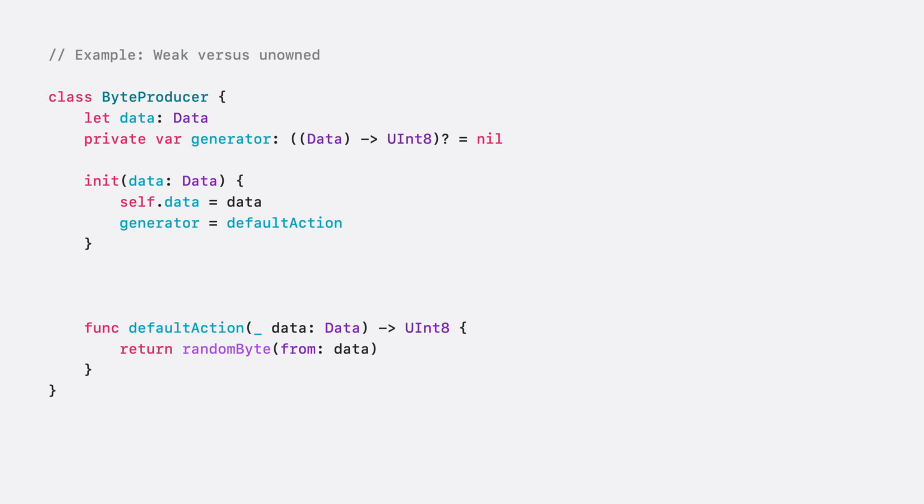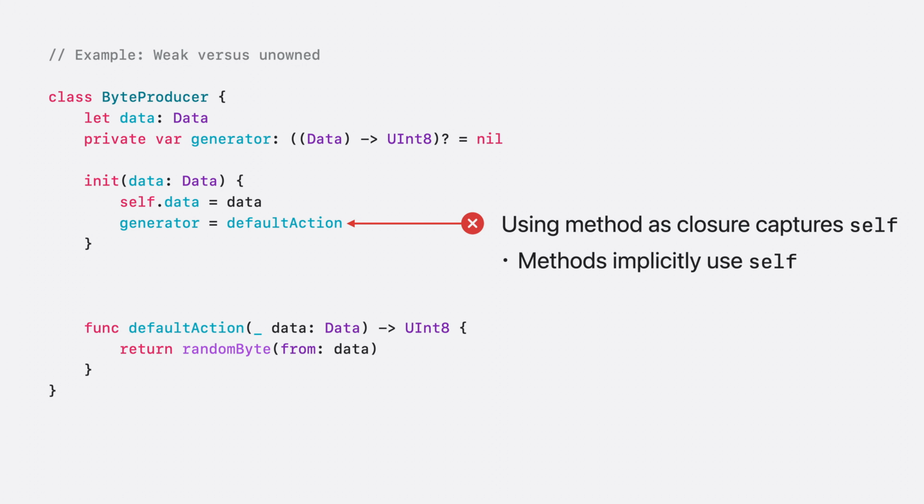Let's take a look at a concrete example. This byte producer class has a generator property, a closure, that starts out assigned to its default action method. The problem is, this creates a strong reference cycle because the default action method implicitly uses self. Be very careful when using methods as closures.